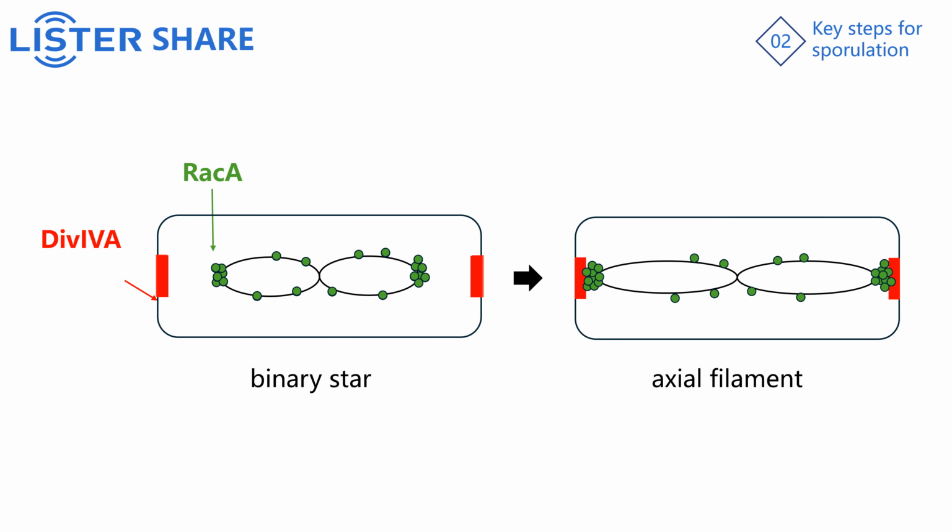DivIVA is at the opposite poles of the cell. Here are the two DNA masses. When RacA appears, it binds at diverse sites around the two chromosomes to help collapse them, but forms a structure with many RacA molecules at the origin regions. And as depicted in this cartoon, the chromosomes get stretched out and adhere to the poles.